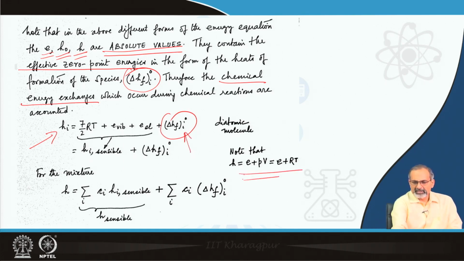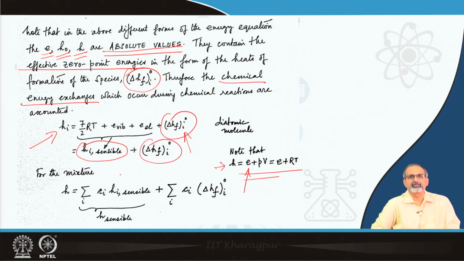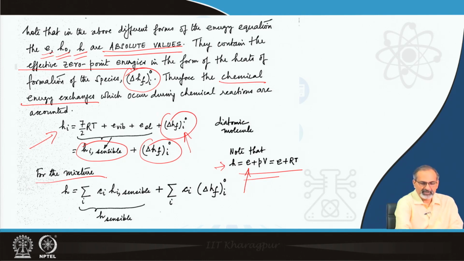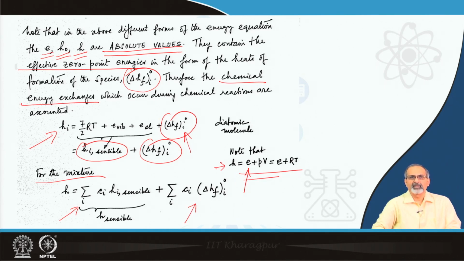Note that from the E equation that we wrote before, you can easily derive the enthalpy equation as well over here. The bracketed part is the sensible enthalpy, as we say, and the remaining part is the 0 point energy. For the mixture, you would have to account for all the species which exist in the mixture and would have to have a summation of Ci times Hi sensible and then Ci times the 0 point energy in terms of enthalpy summed over all the species. So, that would give you the H for the mixture.